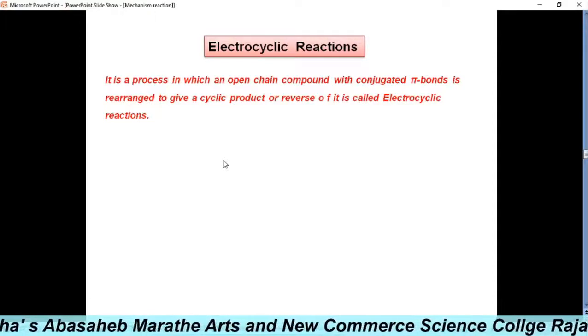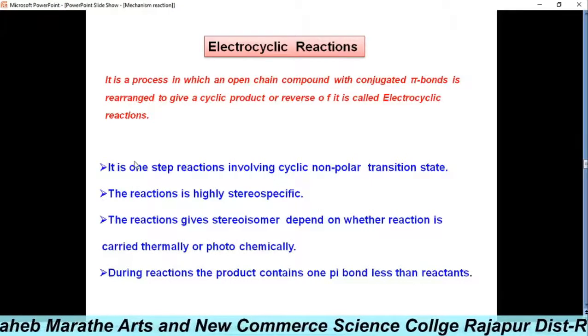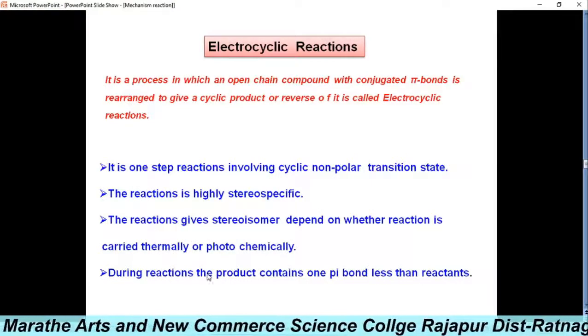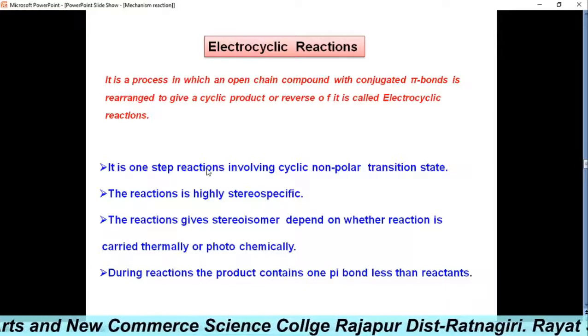For example, these are some characteristics of this electrocyclic reaction.